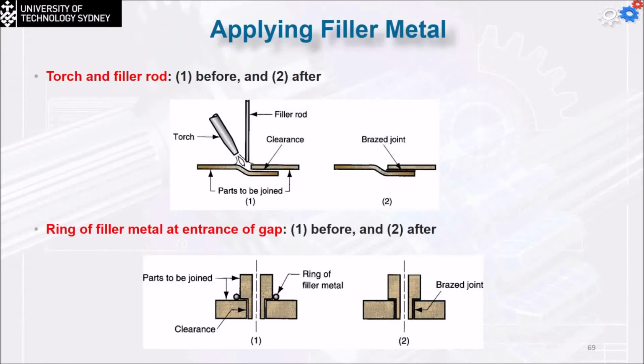So how can we apply the filler metal? Simply by using the filler rod, and this is the most common one. The filler rod is heated, melts, fills the clearance, and solidifies. Sometimes, if I have complicated shapes, especially a cylindrical shape, we add a ring of filler metal, heat it up, and it is going to melt and fill the clearance cavity.